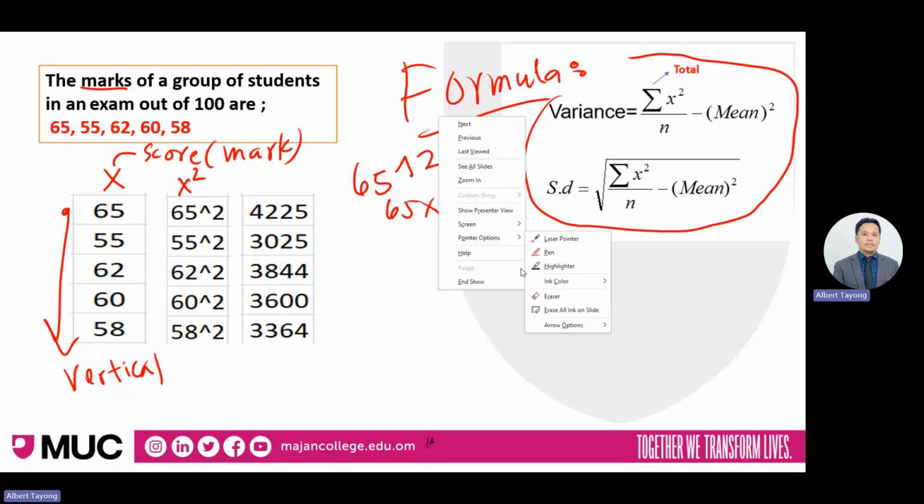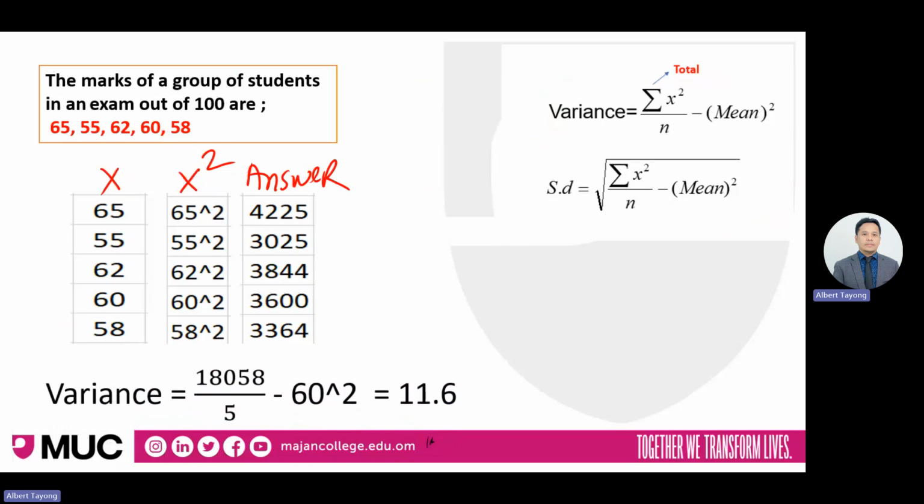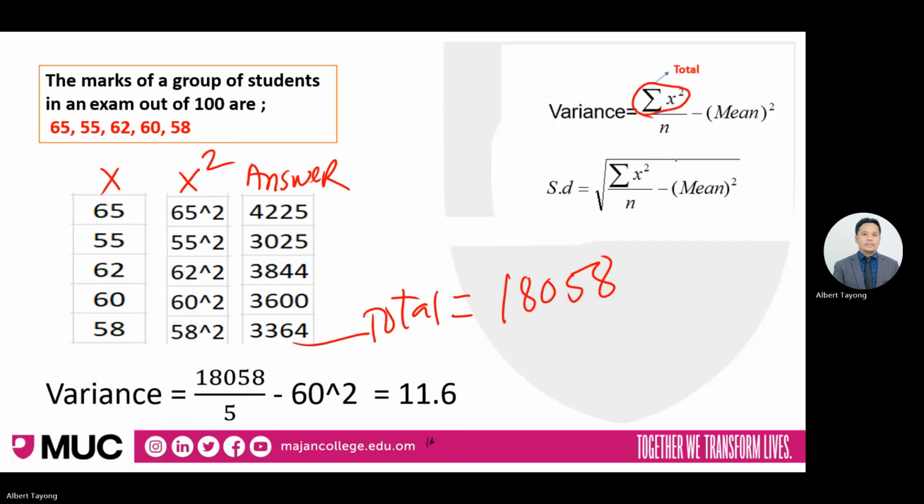Okay, so we have x squared, and here is the answer when you square the value. Here is the total, you have to add all, 18058. That is the total of x squared. Okay, so this is the total. We divide by n. Our n is 5, minus 60. 60 is the mean.